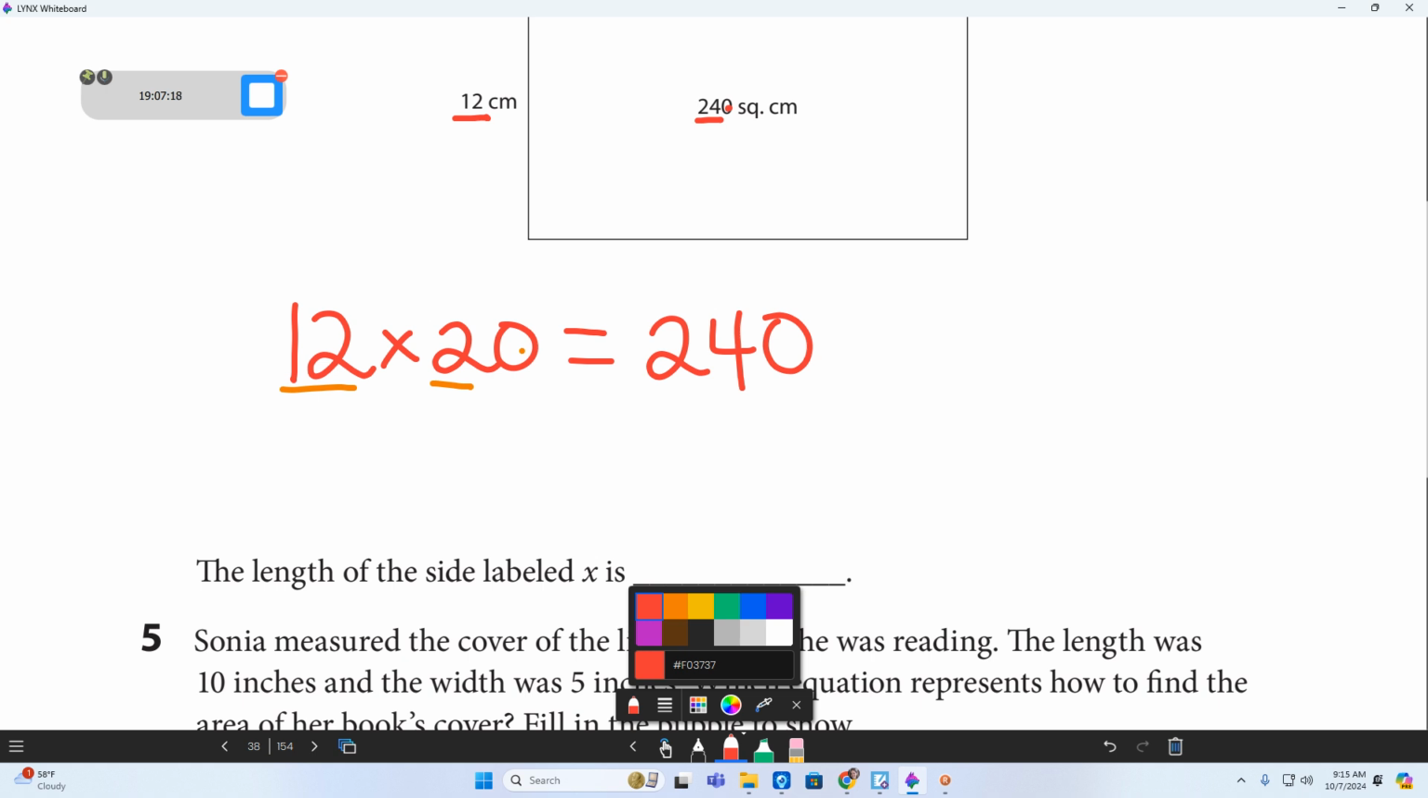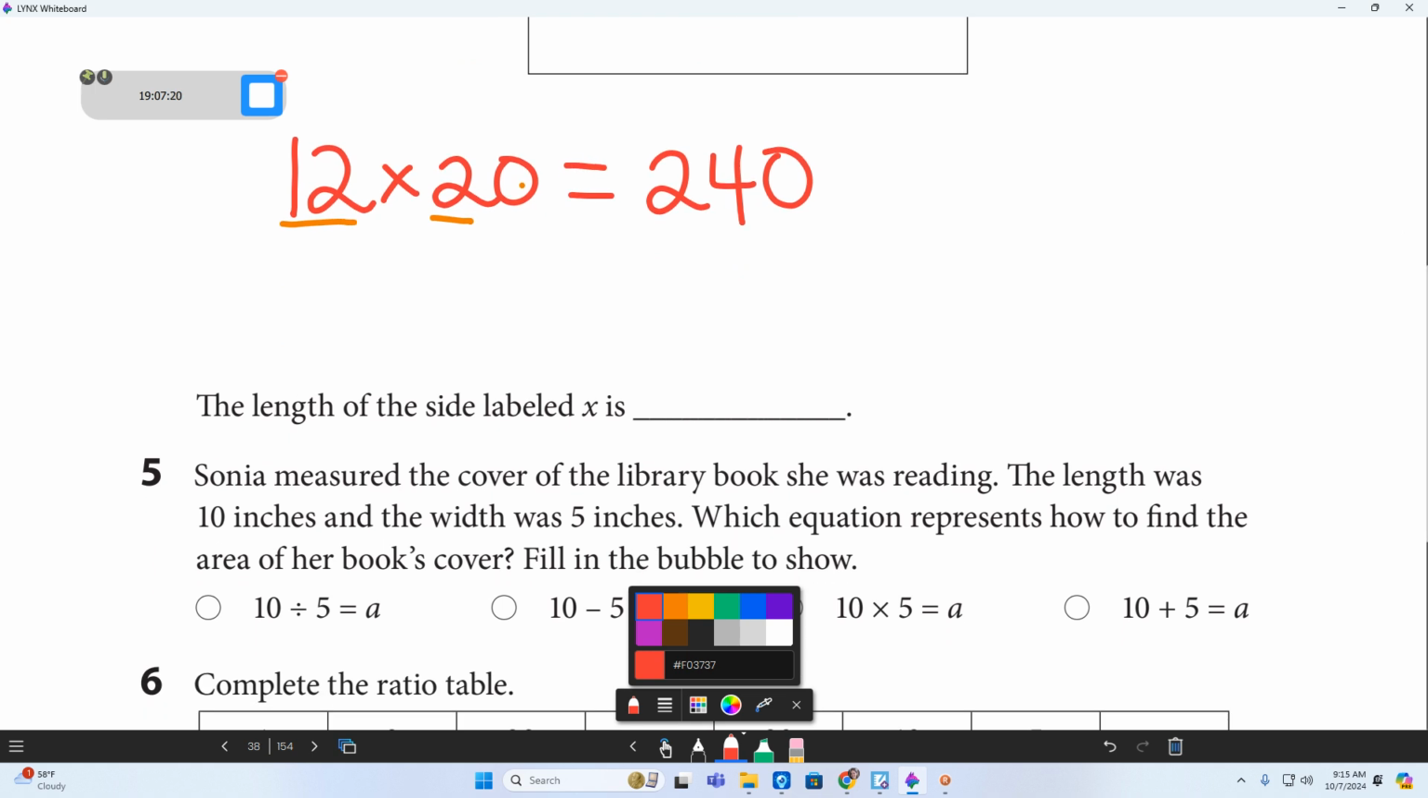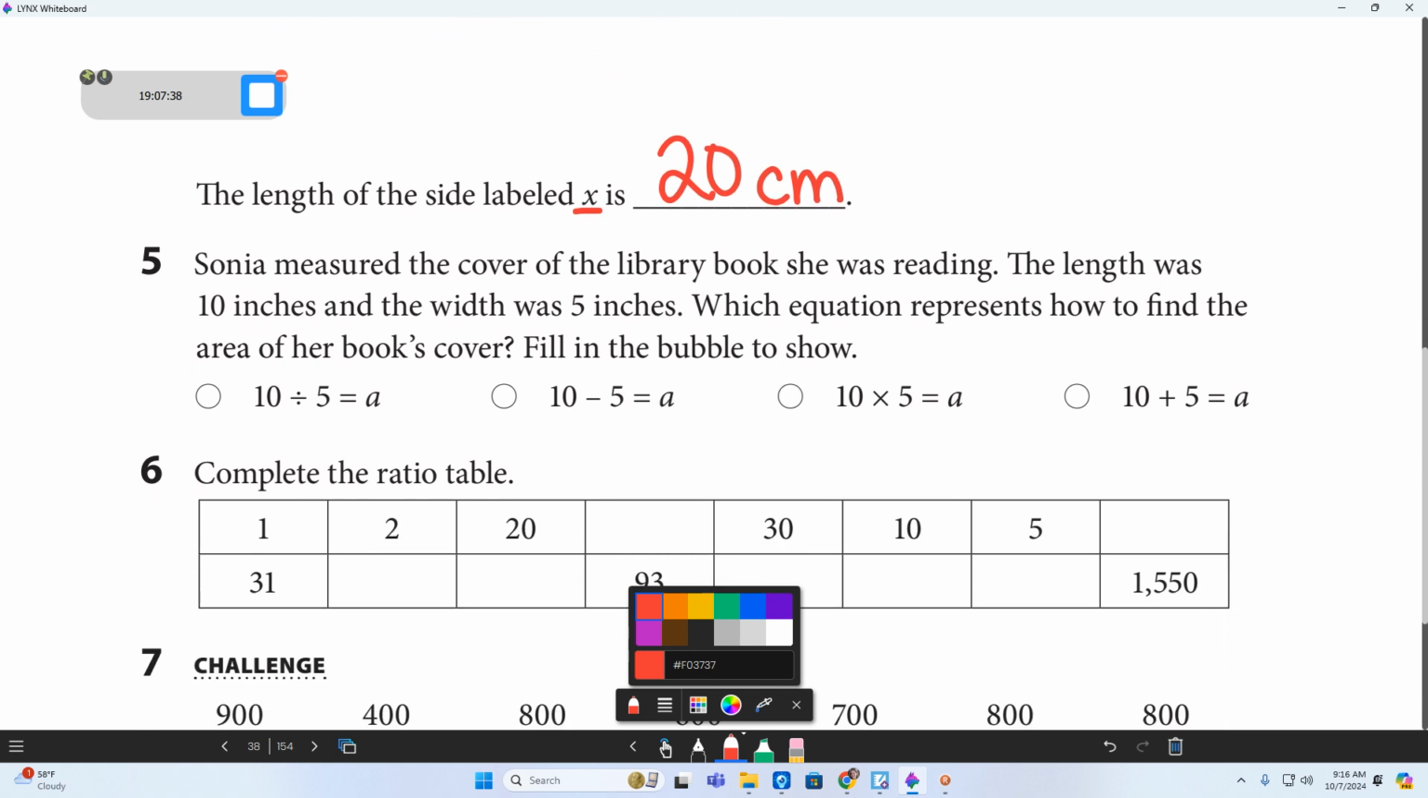So we're going to write 240. Nope, sorry, we're going to write 20 because that's asking what's the length of that missing side. And we're going to label it centimeters. 12 centimeters times 20 centimeters equals 240 square centimeters. And we're going to talk about area a lot this year.